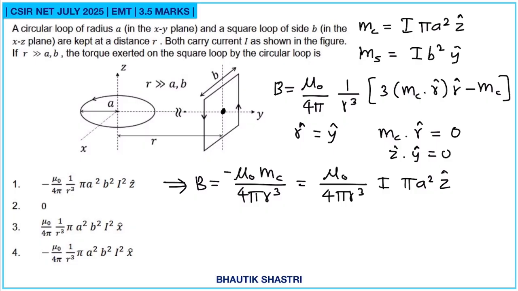Now the torque on the magnetic dipole moment in a magnetic field is equal to ms cross B. And we have the expression for ms and also magnetic field. So we'll just solve it. So this is minus sign is there.